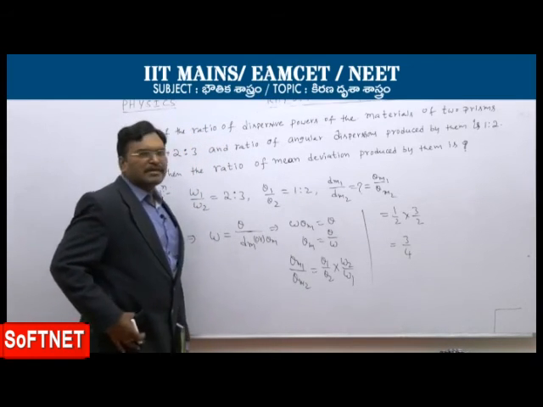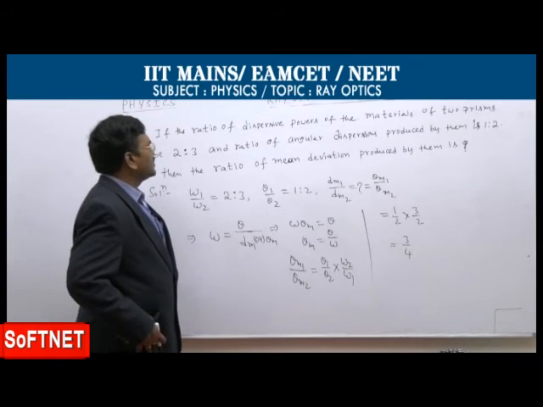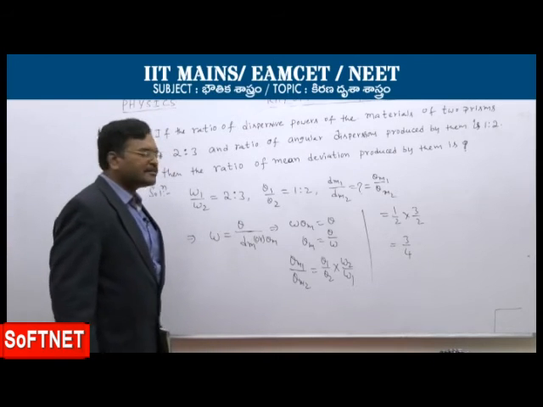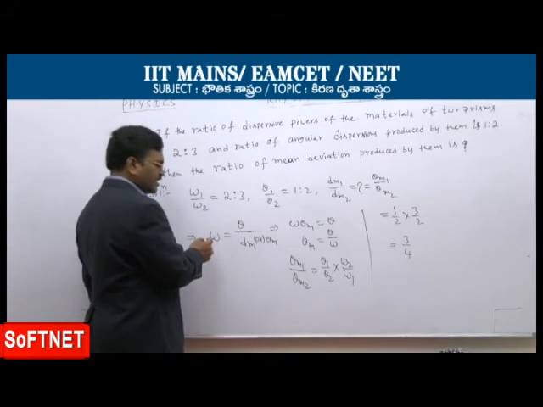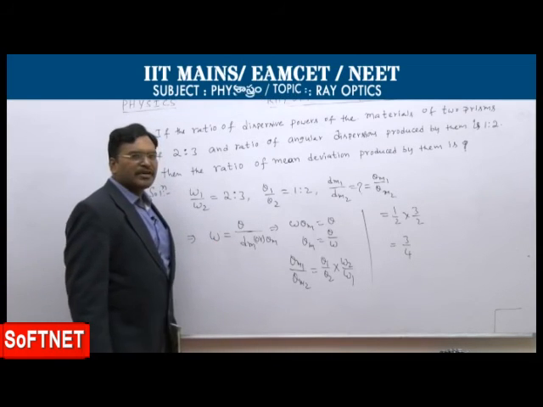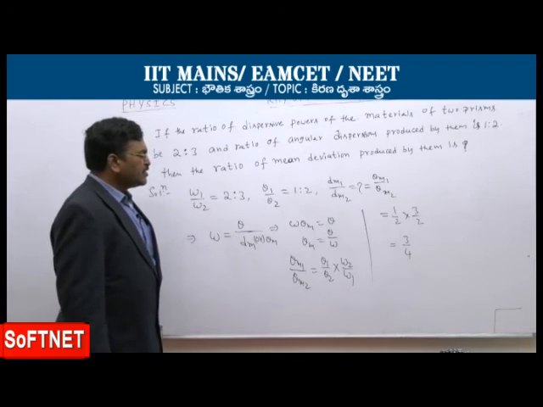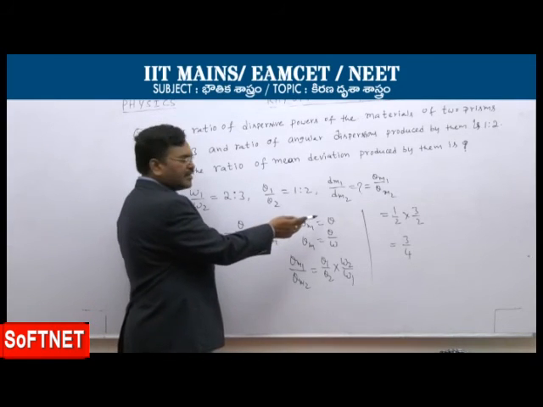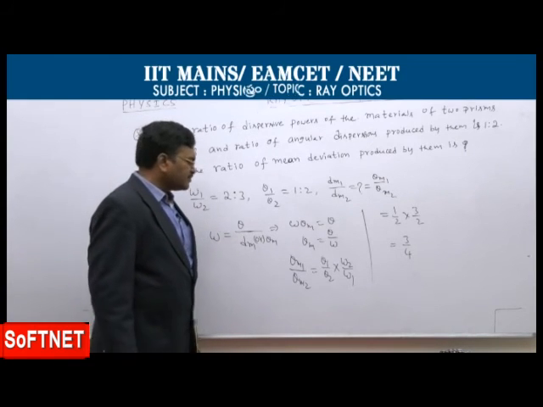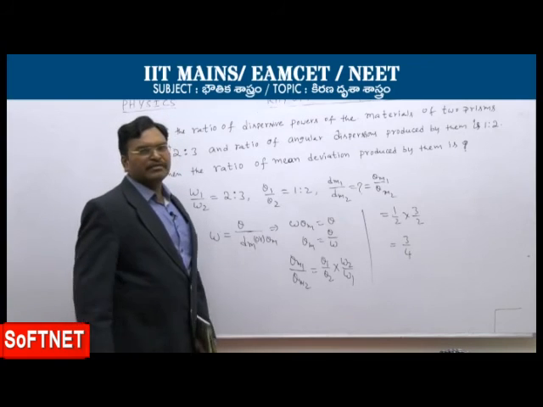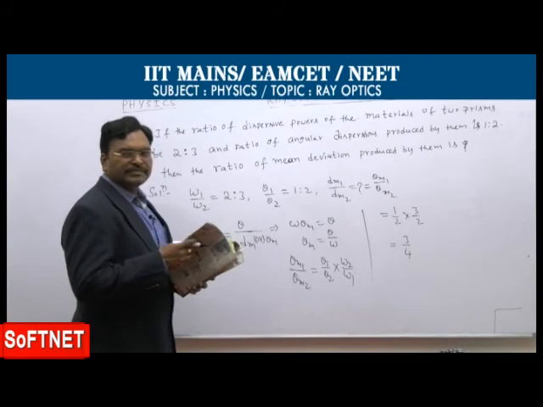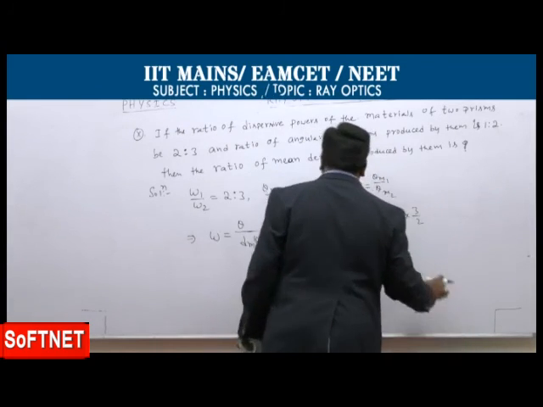Here the ratio of dispersive powers is given, 2:3, and the ratio of angular dispersions is also given. They are asking for mean deviations. Dispersive power is equal to angular dispersion by mean deviation. So we do cross multiplication: omega into mean deviation is equal to angular dispersion, so mean deviation is equal to angular dispersion by dispersive power. So what we got is 3:4, the only correct answer. Next one, note it down.